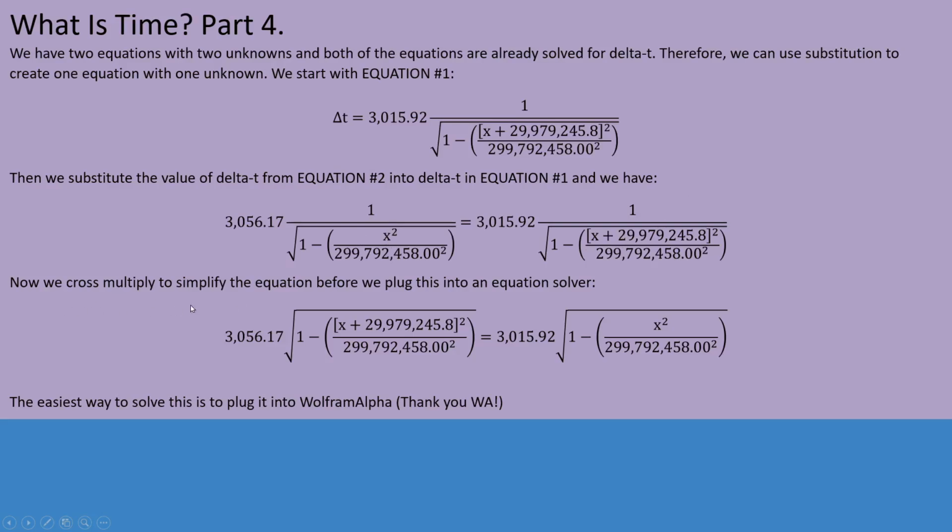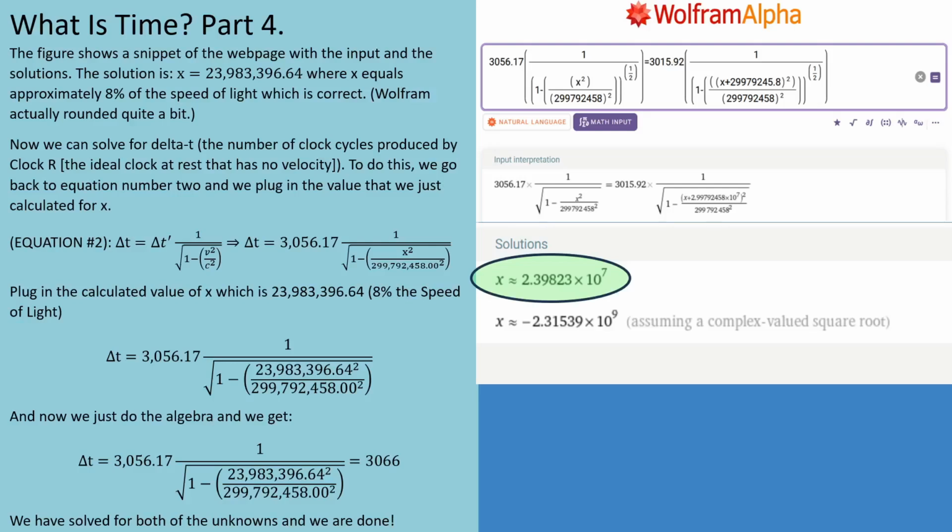Now we cross multiply to simplify the equation before we plug this into an equation solver. And then we get this next equation, which we'll plug into the solver. The easiest way to solve this is to plug it into Wolfram Alpha. Thank you, Wolfram Alpha. The figure shows a snippet of the web page with the input and the solutions. The solution is x equals 23,983,396.64, where x equals approximately 8% of the speed of light, which is correct.